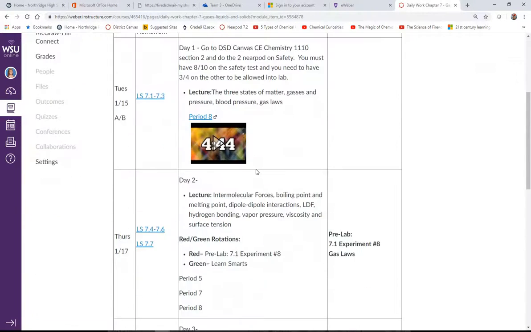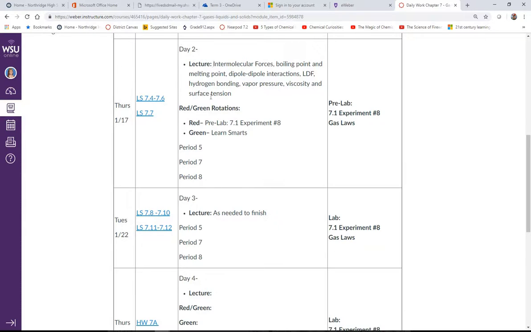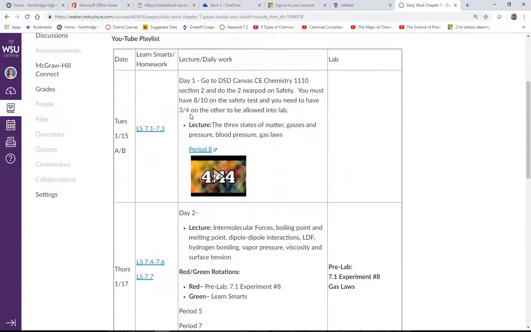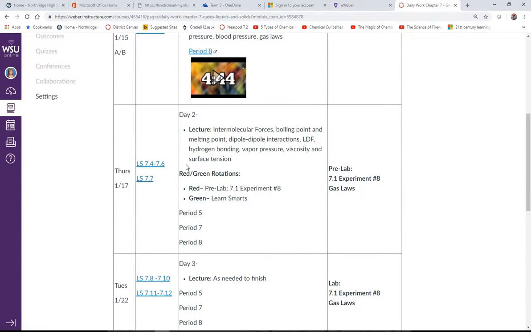Come on, there we go. We're going in as far as we can get. You should be on LearnSmart 7.4 and 7 to 7.6. So you should be on your second LearnSmart.